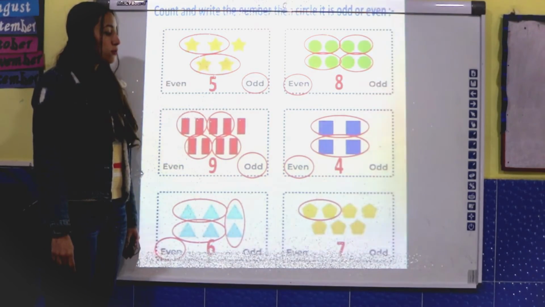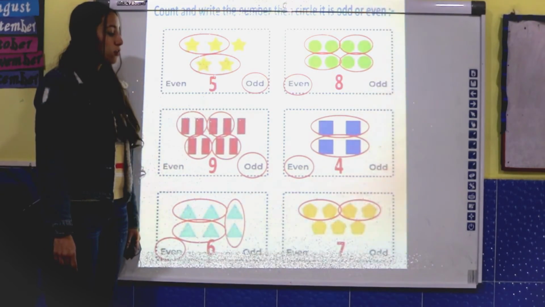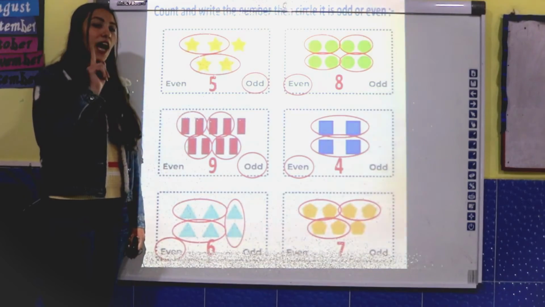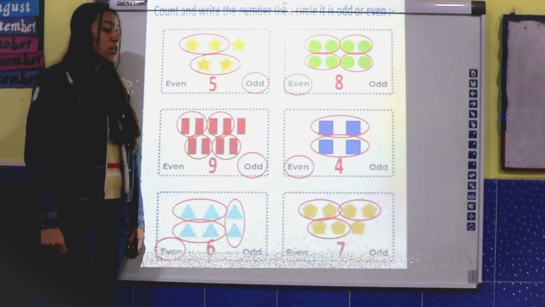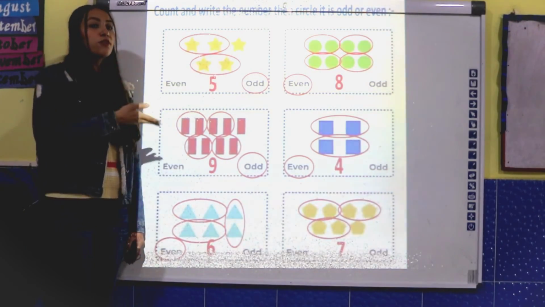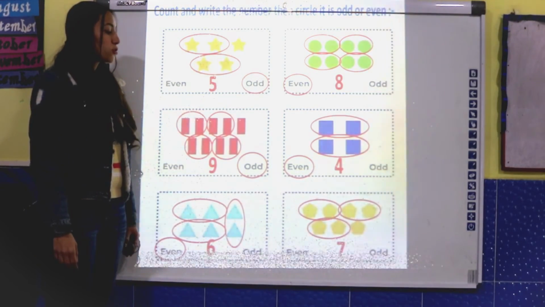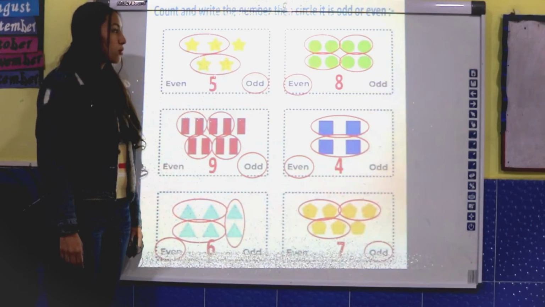One group of 2, another one, another group, and I have here one sad friend alone. When I have one friend alone without any friends to play with, is it an odd number or an even number? Yes, it's an odd number. So let's make a circle around odd.